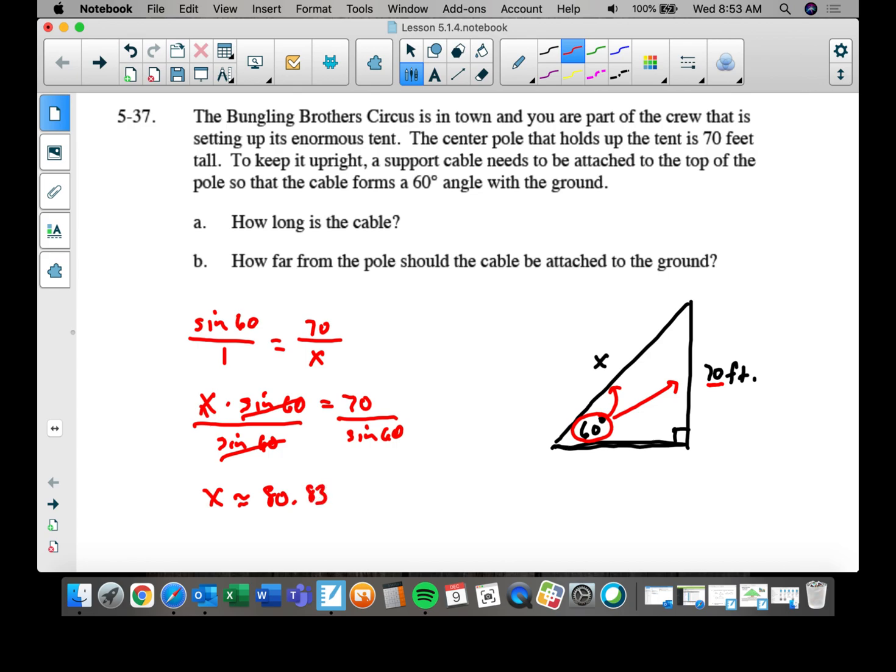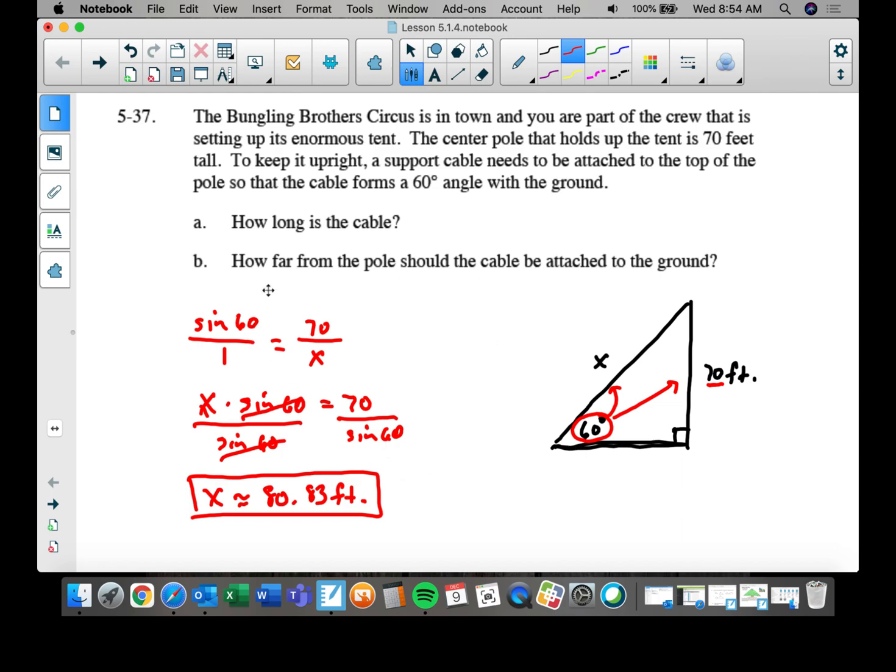In this case, we're in feet, and this is an application, so I'm going to put some units on there. That cable needs to be approximately 80.83 feet long in order to make a 60-degree angle with the ground. Okay? So we were able to use sine in this case to solve for that.